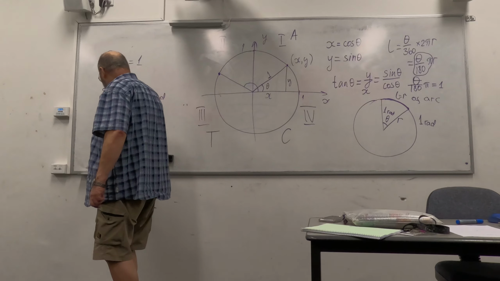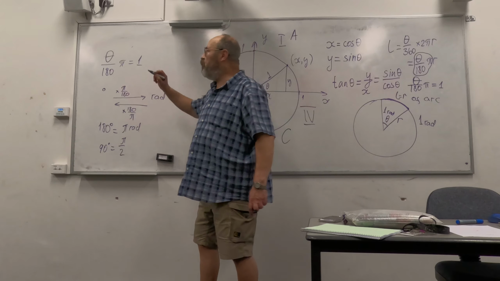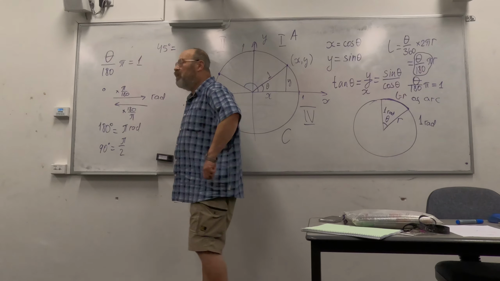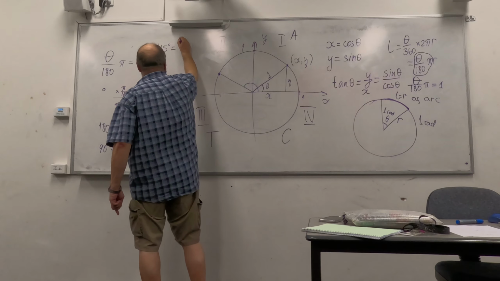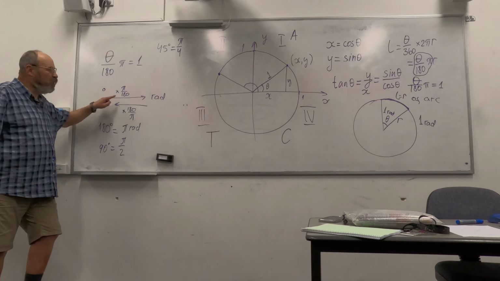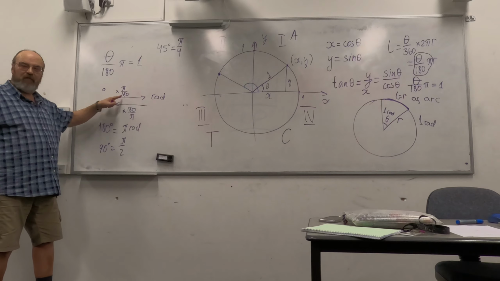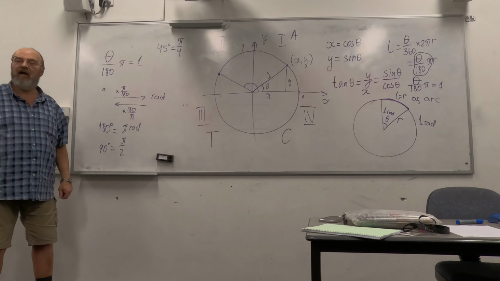Pi over 2. What will be 45 degrees in radians? Pi over 4. How do we convert from degrees to radians? We times by pi and divide by 180. And if you want to go from radians to degrees, then we have to times by 180 and divide by pi, so pi will be on the bottom.